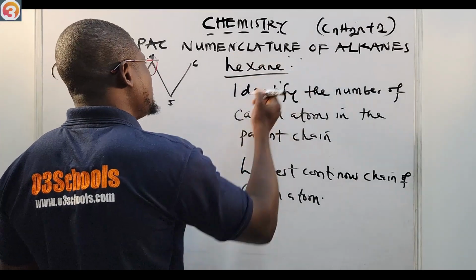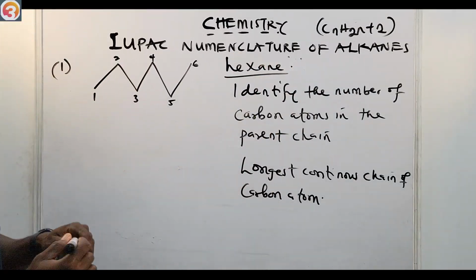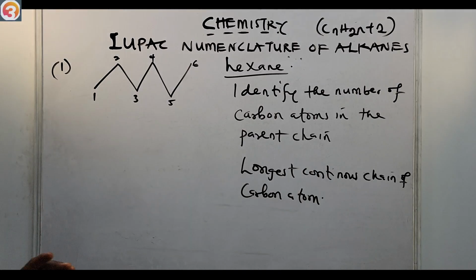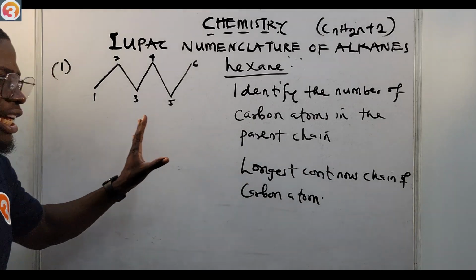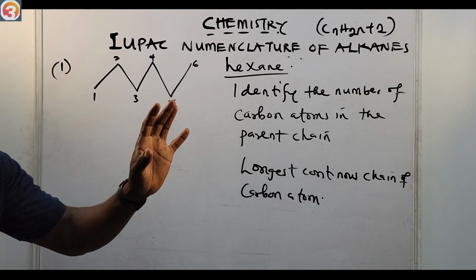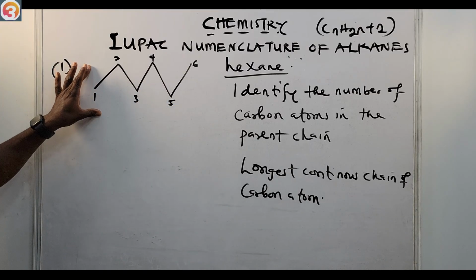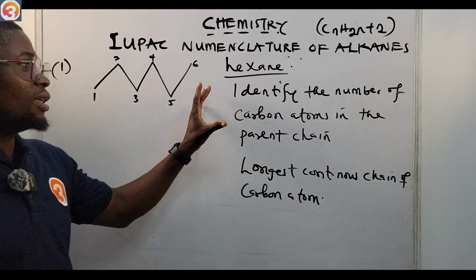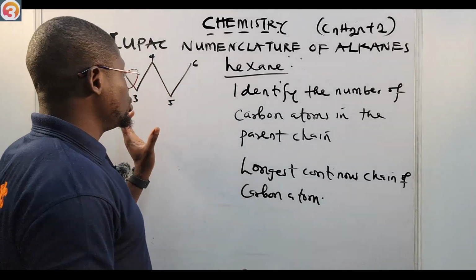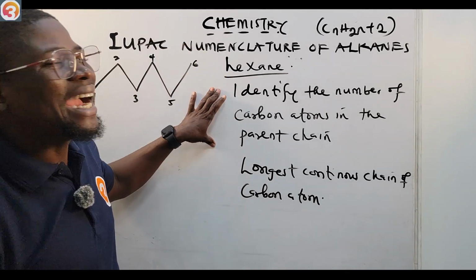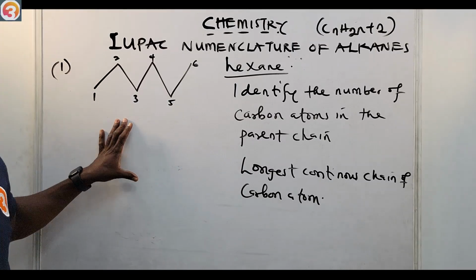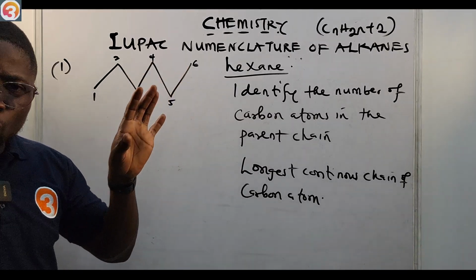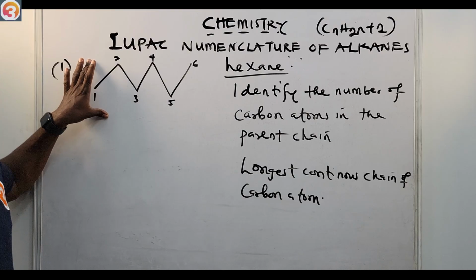Hexane. Now you ask yourself, is there any substituent attached to this structure? No, there are no substituents attached to this structure. So it's just a straight chain alkane, a normal compound. So this will be called hexane. To solve this one, we just identified the number of carbon atoms present in the parent chain, and that made us know the name to give to this compound.